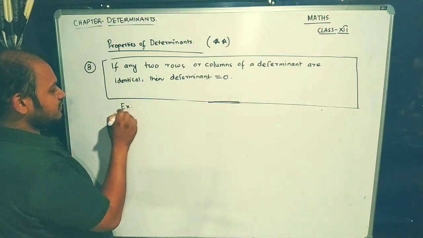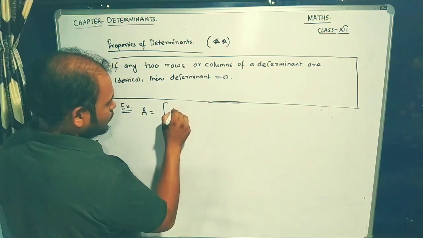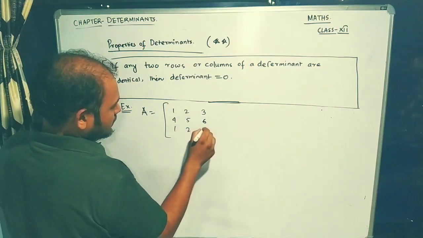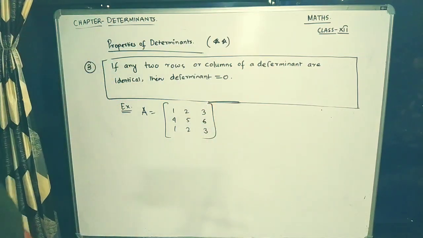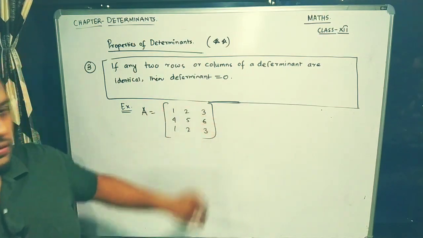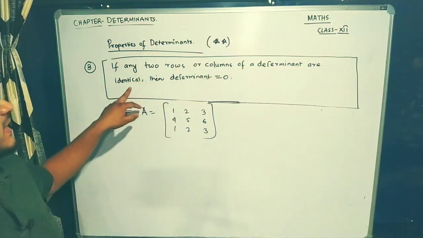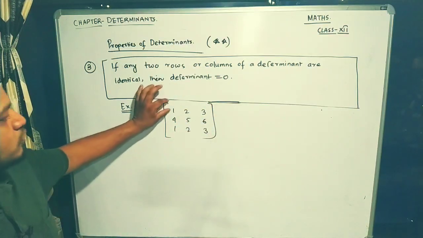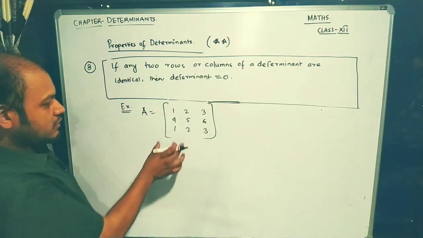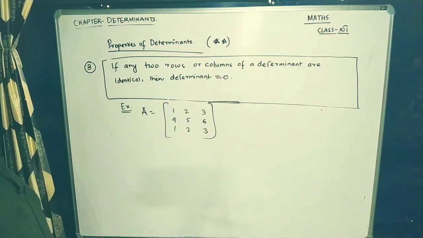So let us say we have a matrix A equal to 1, 2, 3, 4, 5, 6, and again 1, 2, 3. So here we say that it is a 3 by 3 square matrix and 2 of its rows are identical. First row is the same as the third row, and according to this property, if any 2 rows of a determinant are identical, then determinant equal to 0. That means if 2 rows are the same, then the determinant of this matrix will be 0. It is guaranteed. So if you try to find out its determinant, you will find that it is equal to 0. So this is the third property.